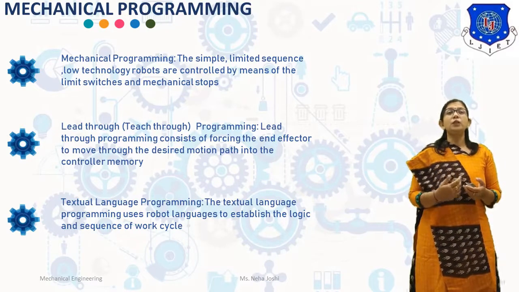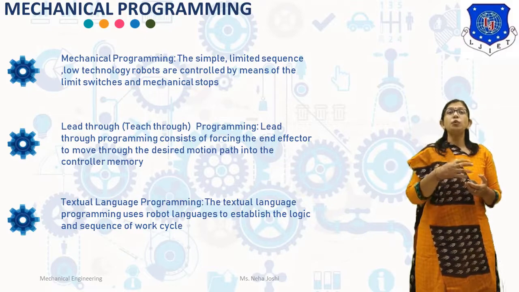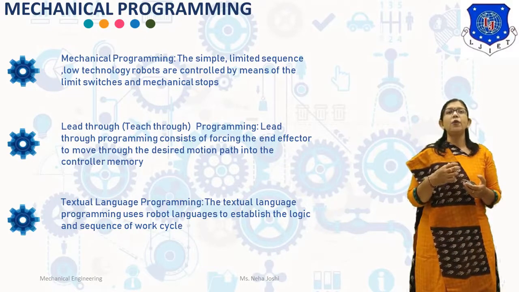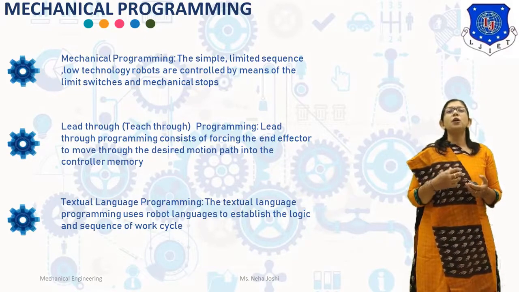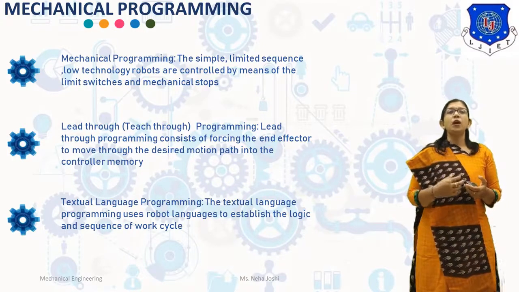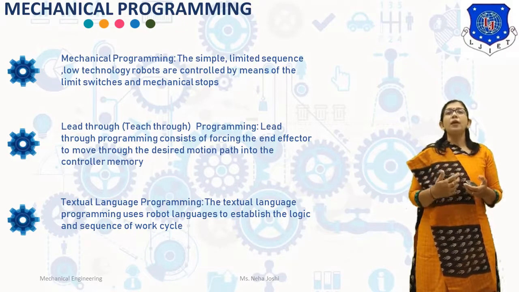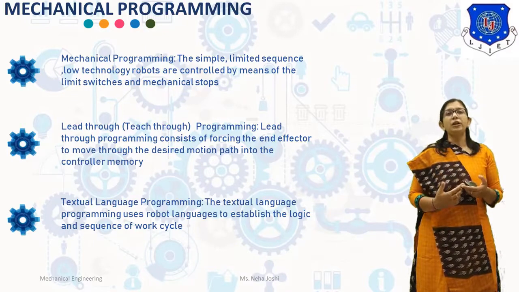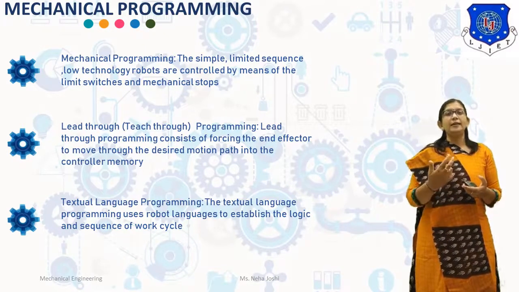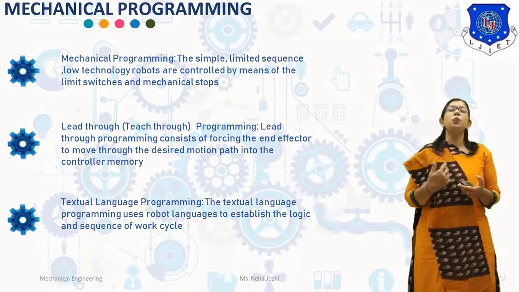Now next one is lead-through programming. It consists of forcing the end effector to move through the desired motion path and recording the motion path into the controller memory. As the programming is done directly on the robot, it is also known as online programming. There are two ways for the lead-through programming. First one is power lead-through, which is also known as the teach pendant programming method, and second one is the manual lead-through programming method.